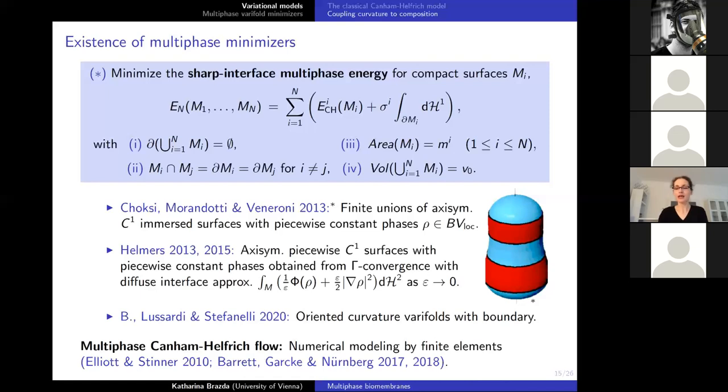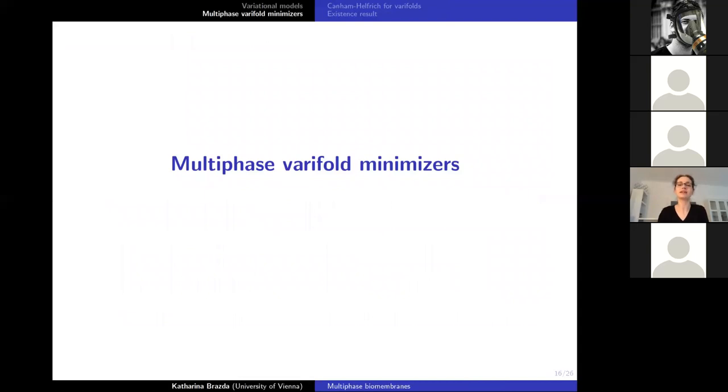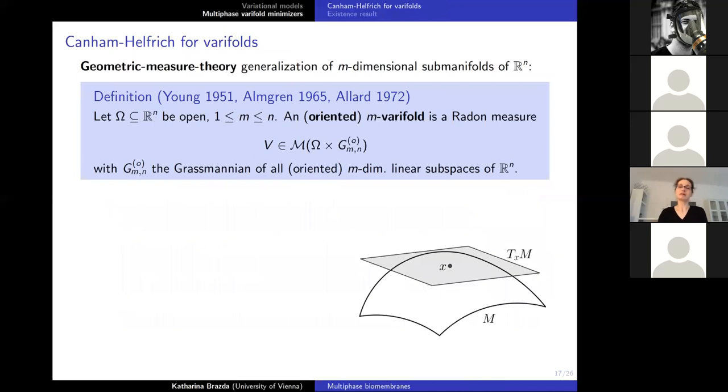Okay, so then I come to the second part of my talk, namely giving you some details on the multiphase varifold minimizers. I don't expect that you're really familiar with varifolds, so I give you a brief introduction. So what are varifolds? Varifolds are a geometric measure theory generalization of submanifolds, and they were introduced in the 50s, 60s. So what are they?